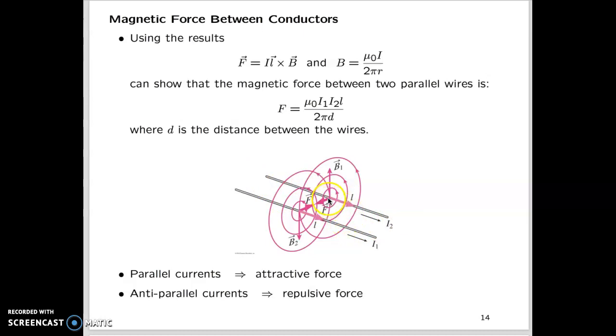So at a point along wire number 2, there is a magnetic field caused by current I1. The circles that go around current I1, that's the magnetic field. The magnetic field lines associated with current I1. Well, one of these lines just happens to intersect current I2, and the magnetic field caused by wire 1 at the site of a point on wire 2 is B1.